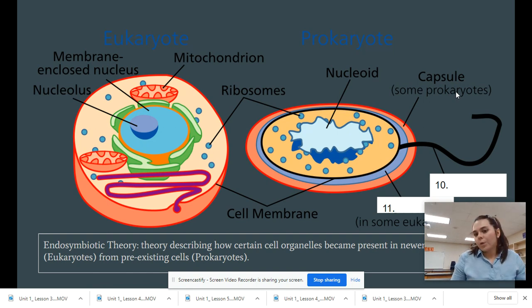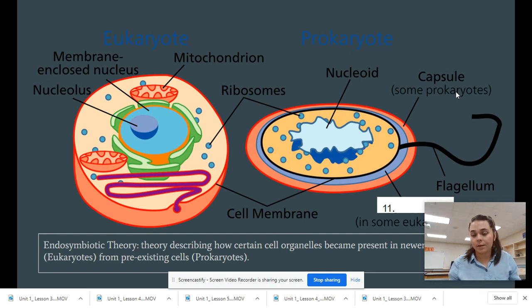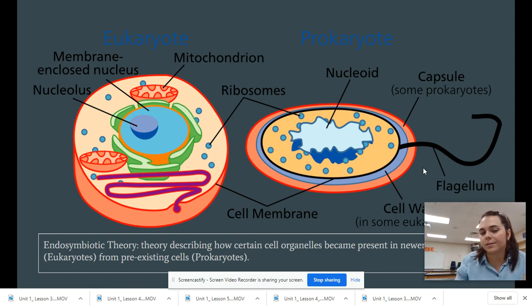So in some prokaryotes, we have a capsule. A capsule surrounds the cell to protect it. Not all prokaryotes have a capsule, though. The flagella. Some prokaryotes have a flagella, so this is kind of like a tail that kind of helps it move around. And then finally, a cell wall. So cell wall, prokaryotes do have cell walls. Only certain eukaryote cells will have a cell wall. So like a plant cell, for example.